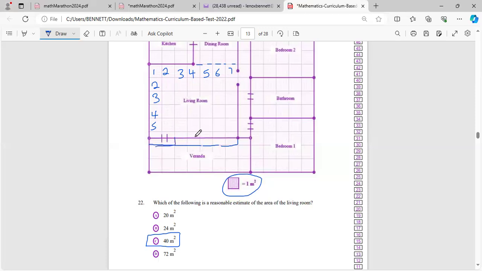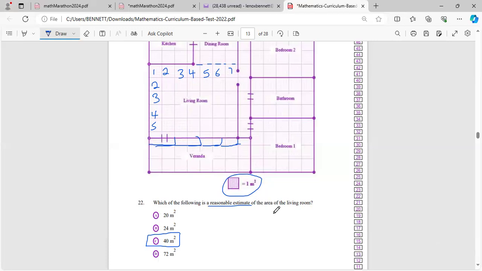So we could just say 35, and then these two you can say about 36, 37, 38, about 39 and a half or so. But yeah, it's a reasonable estimate. I think 40 is the reasonable one. Thanks so much, Kimaya.